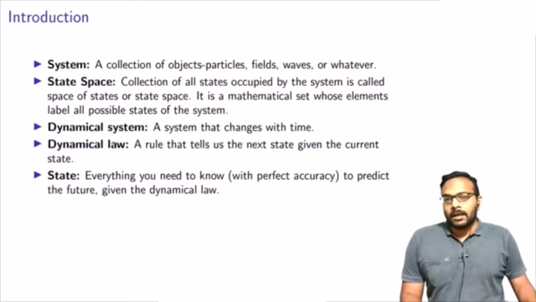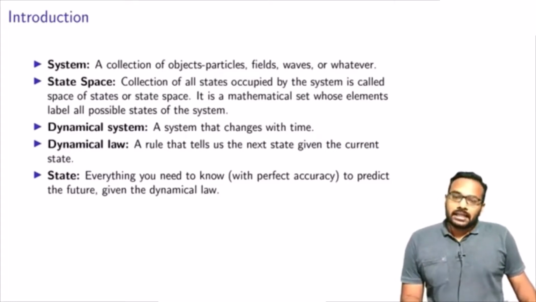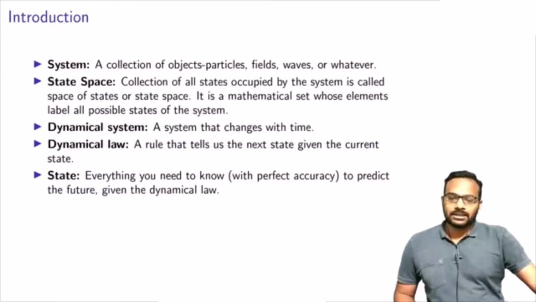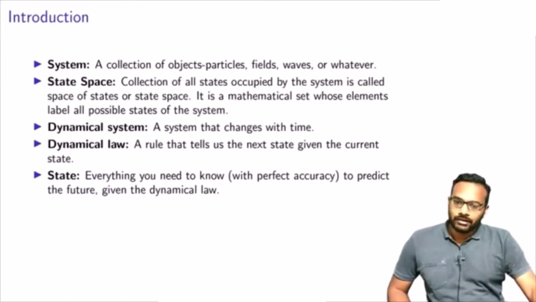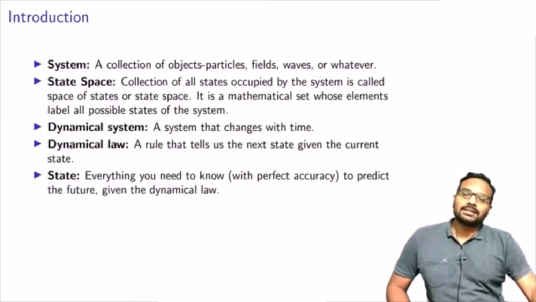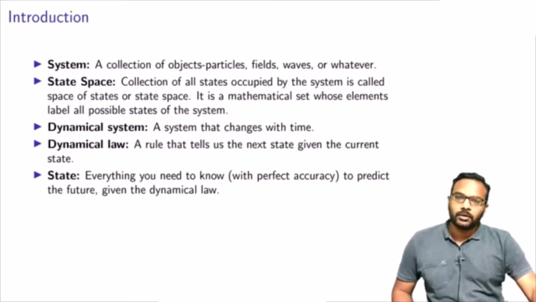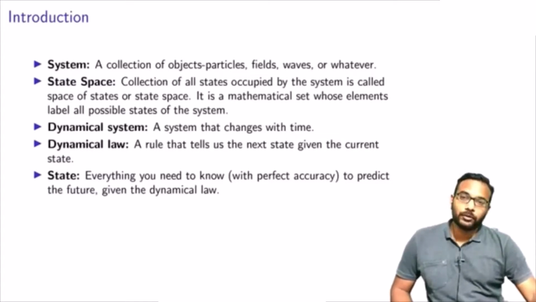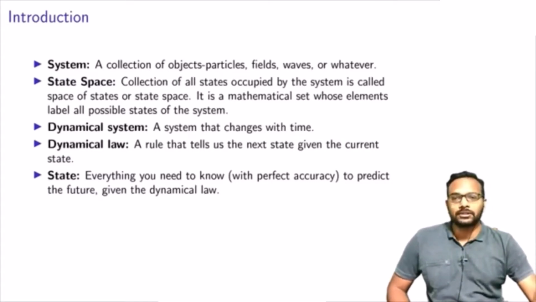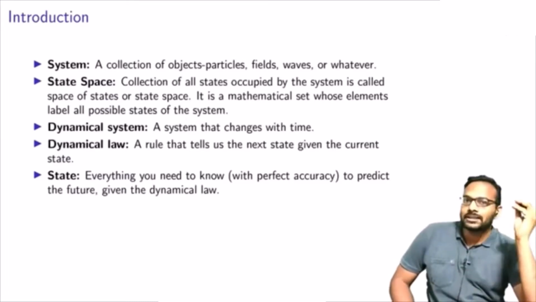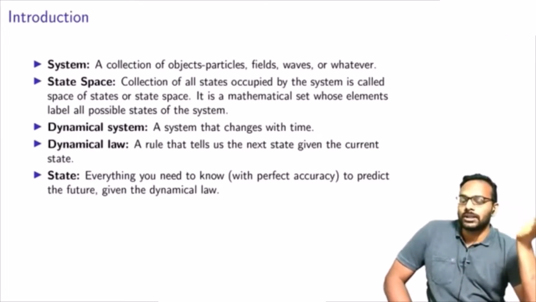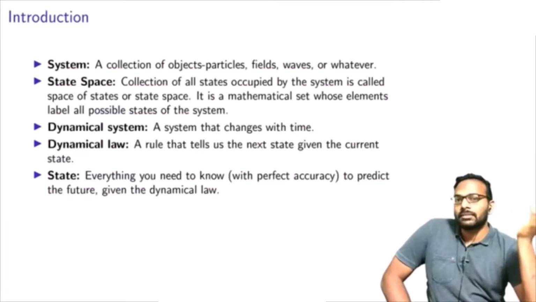And another term that we'll be using is a dynamical system. It's a system that evolves with time. It's a system that changes with time. And we'll have a dynamical law, right? Once we are considering systems that change with time, we will be interested to know the future of the system given the present, or the past of the system given the present, or generally given the state of the system at any time, we would like to know the state of the system at any other time.